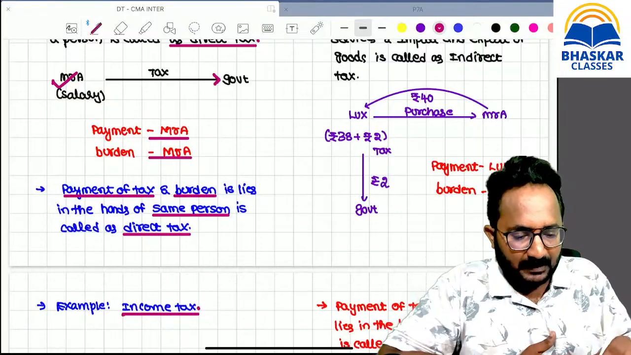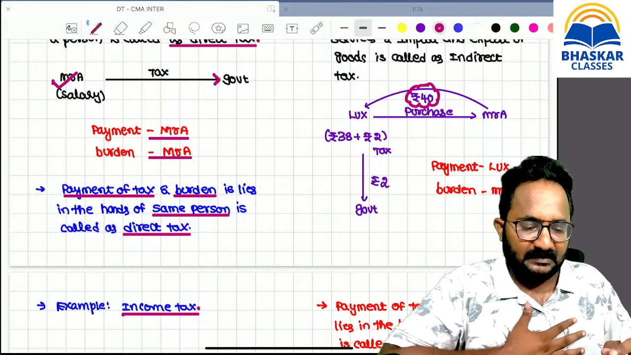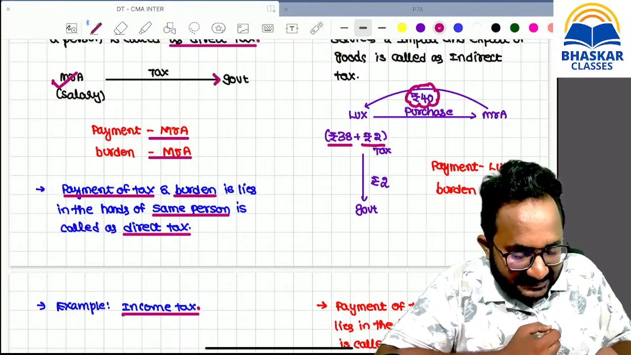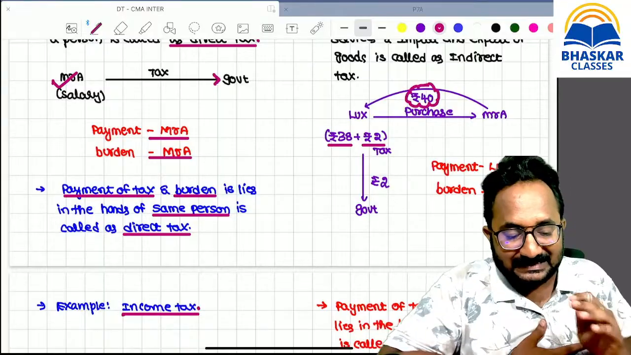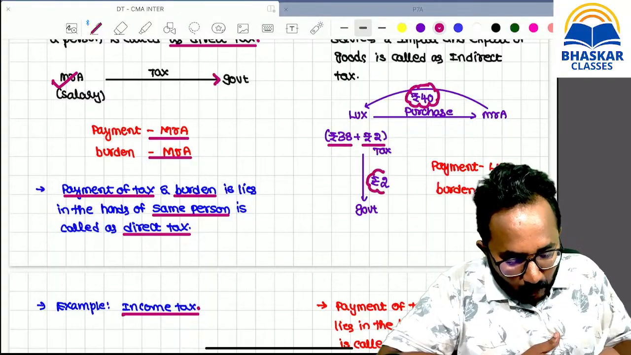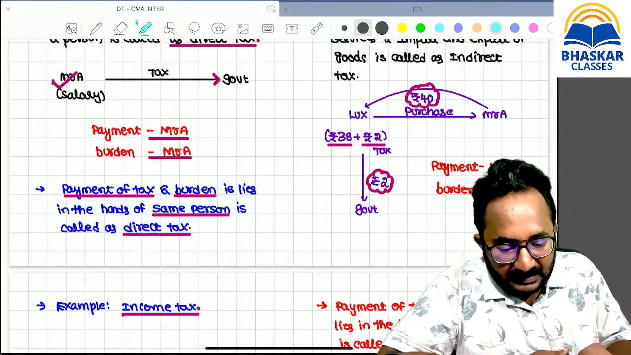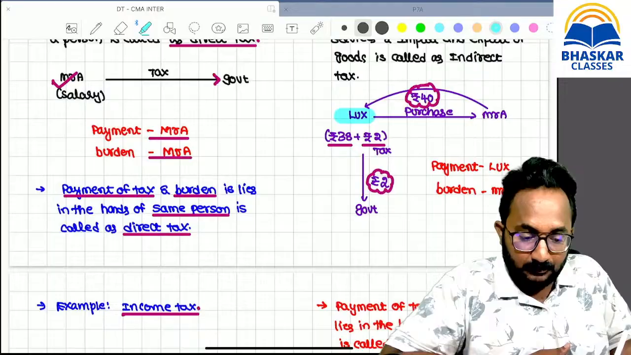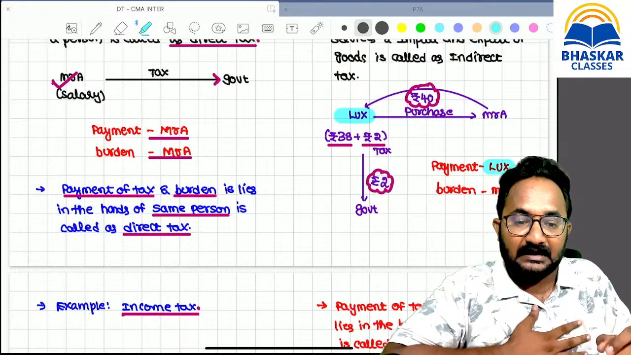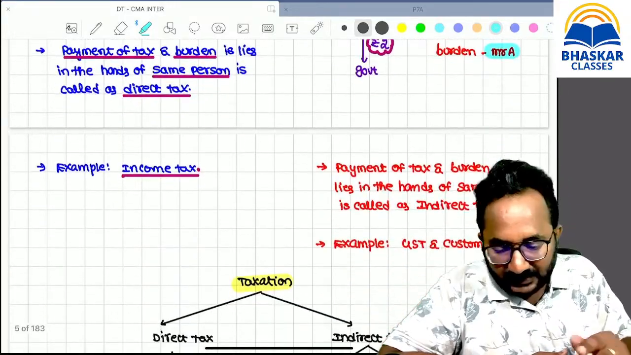Mr. A purchases one Lux soap from the company. He is paying 40 rupees, but 38 rupees is for the product and 2 rupees is tax. Who is collecting the tax from the customer? The Lux company. But they are paying that amount to the government. Payment of tax to the government is done by Lux, but the ultimate burden is in the hands of Mr. A.